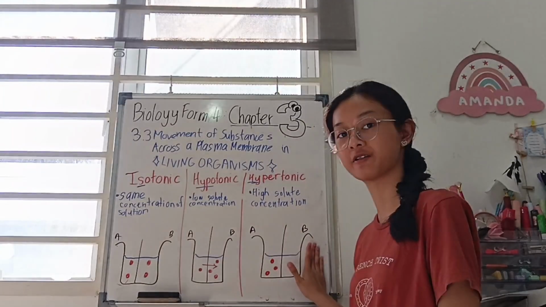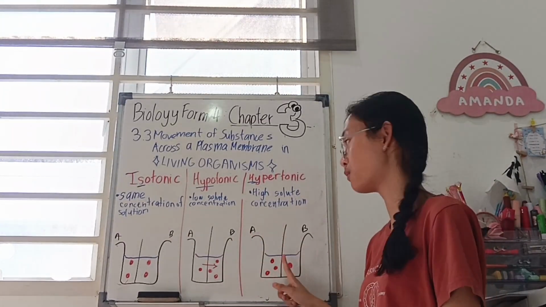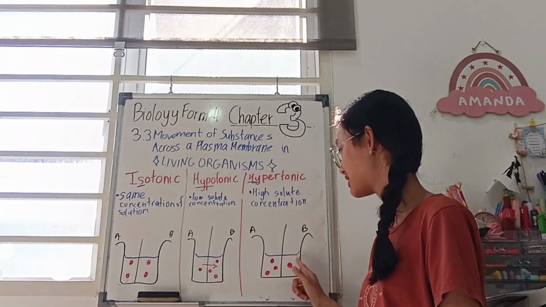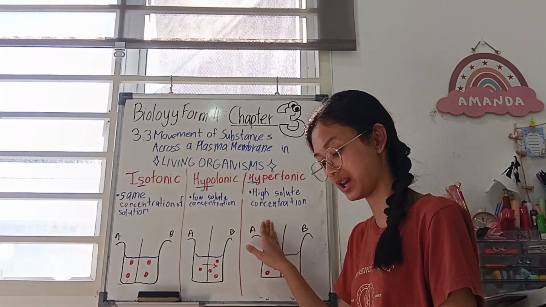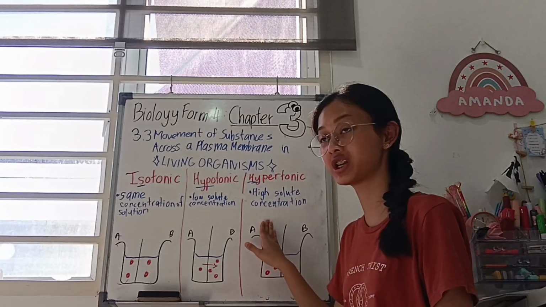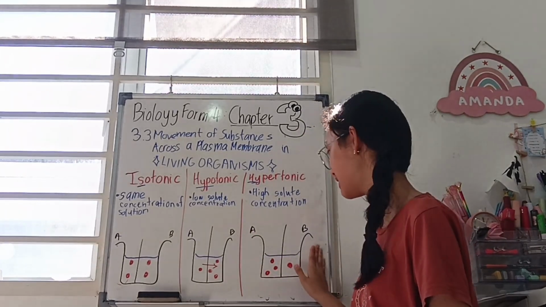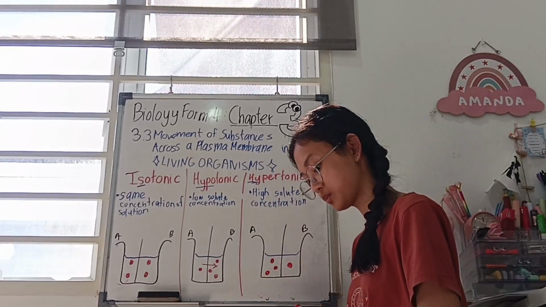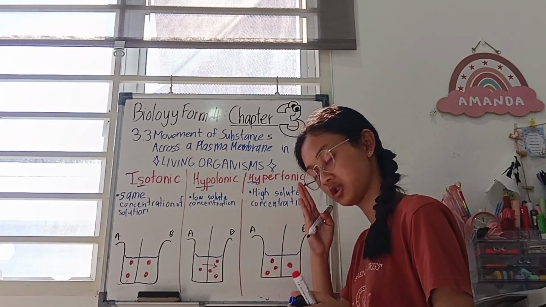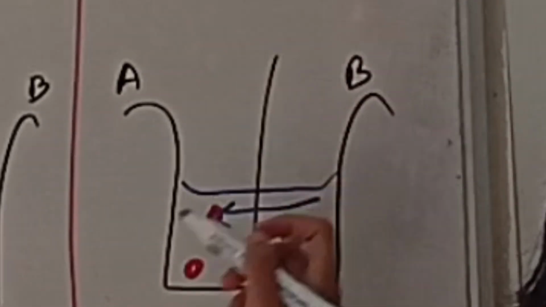Okay, now look at this diagram. Side A has more solutes than side B. Solution A has a higher solute concentration than solution B. So the water will go which way? The water will come from B and go to A.